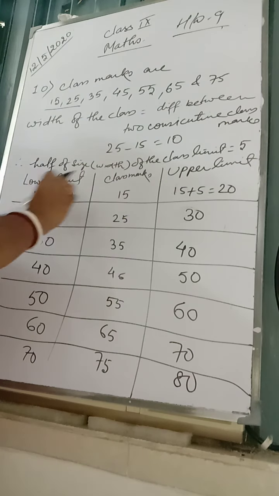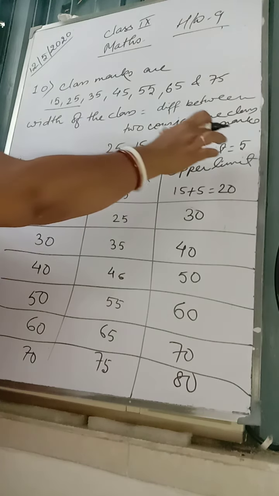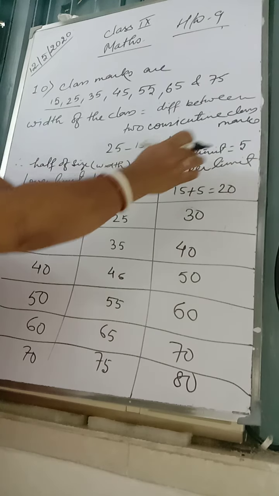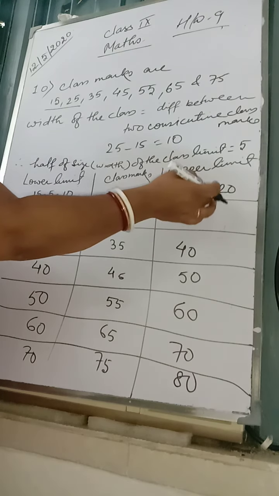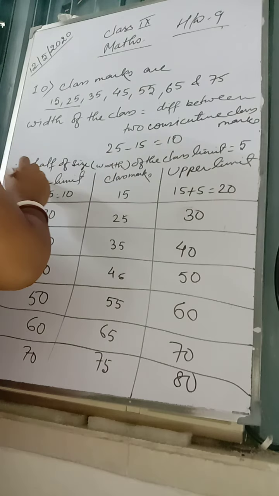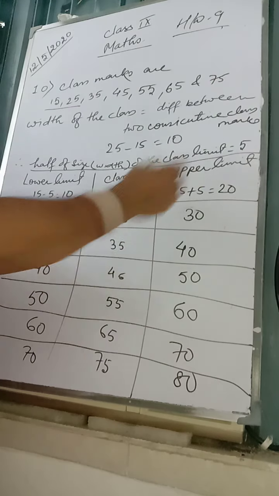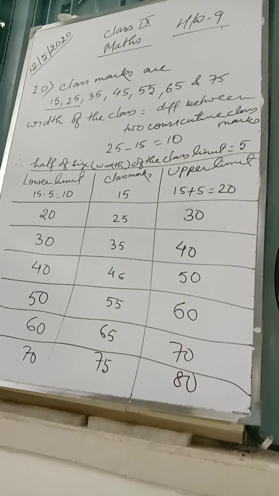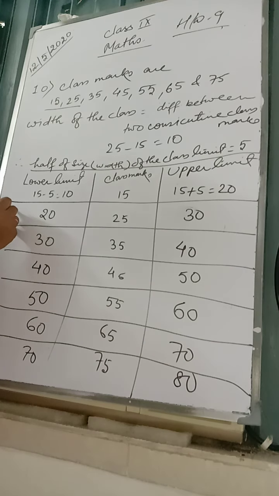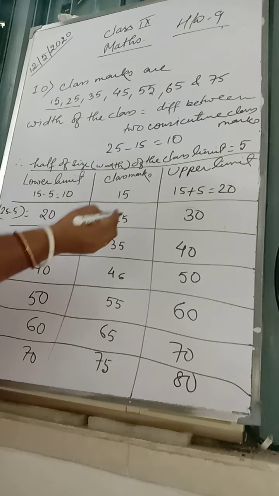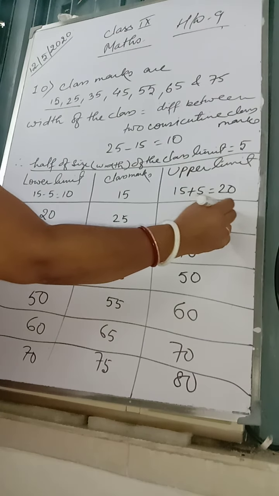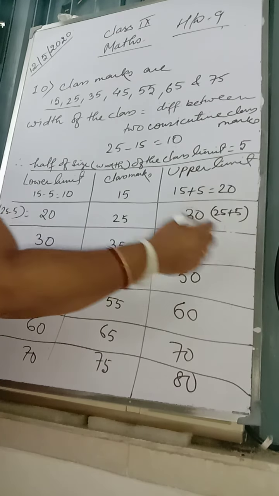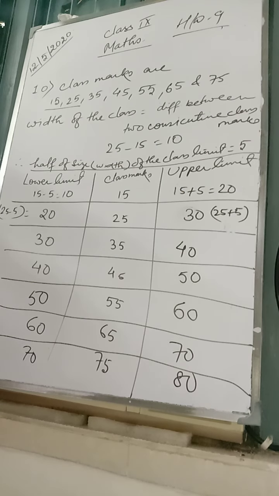So the lower limit is class mark minus half of class size, and the upper limit is class mark plus half of class size. We have got half of class size as 5. So 15 minus 5, 10, 15 plus 5, 20. 25 minus 5 gives you 20, and 25 plus 5 gives you 30. Is it? In this way, we get the class limits, upper limit and lower limit.